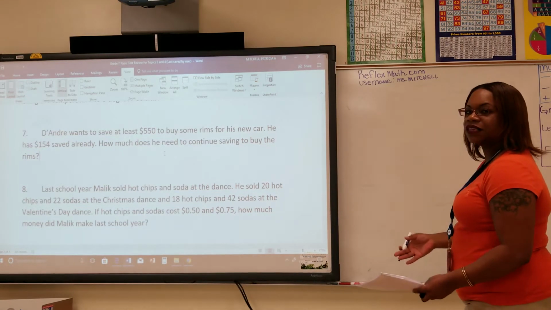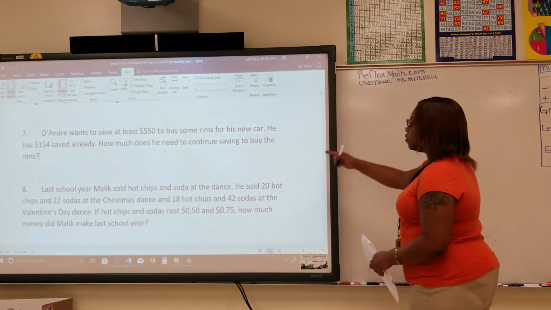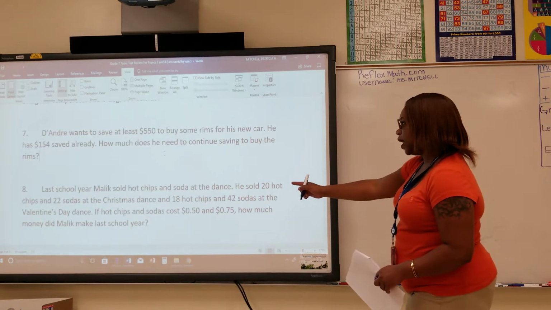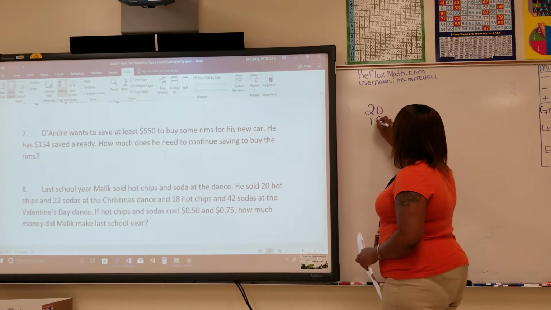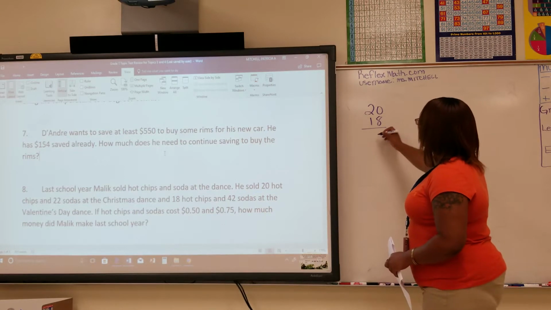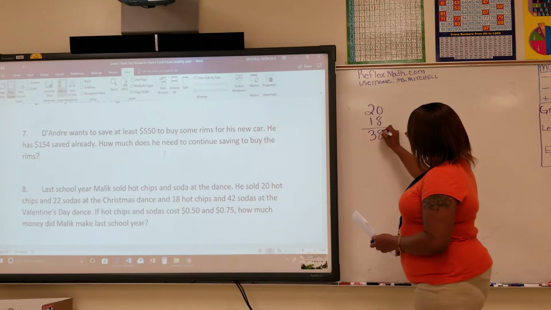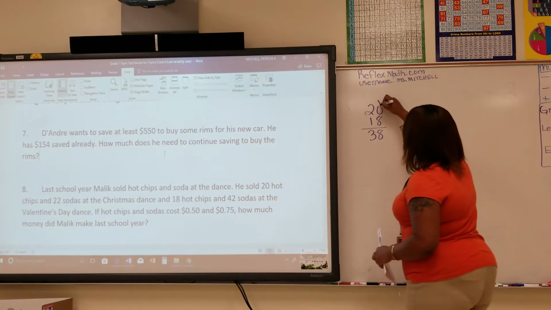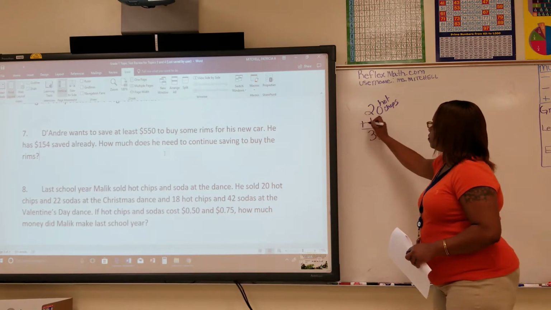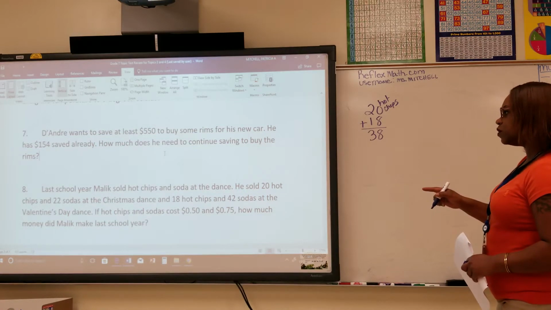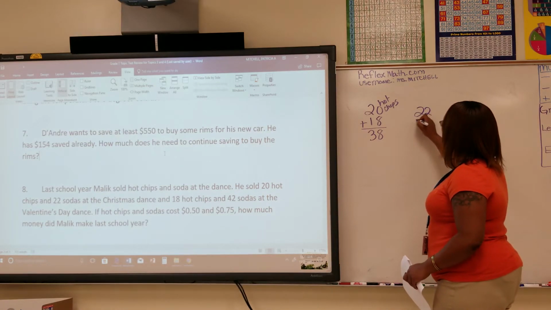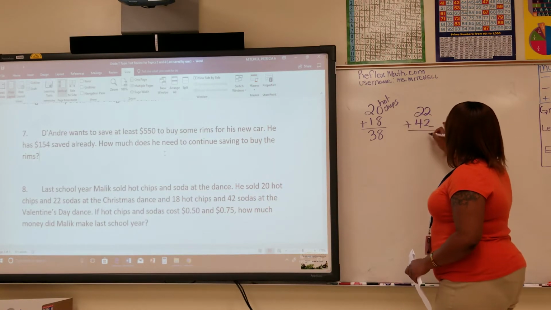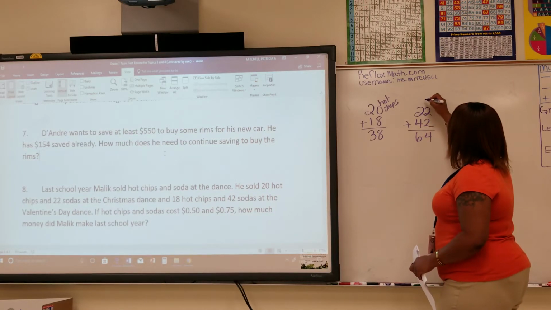So hot chips, let's deal with hot chips first. So he sold 20 hot chips and then 18 hot chips at these dances. So first thing we need to do is add 20 plus 18. 20 plus 18 will give us 38. Okay? So that's hot chips. Now sodas. He sold 22 sodas and 42 sodas at the dances. 22 plus 42. Okay, these are sodas.